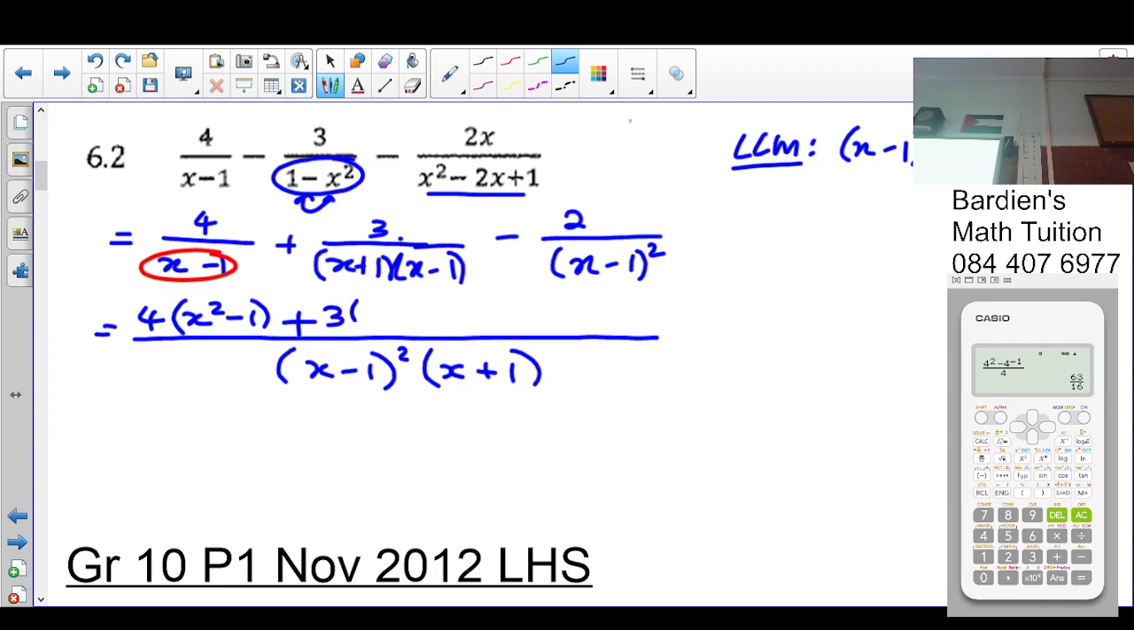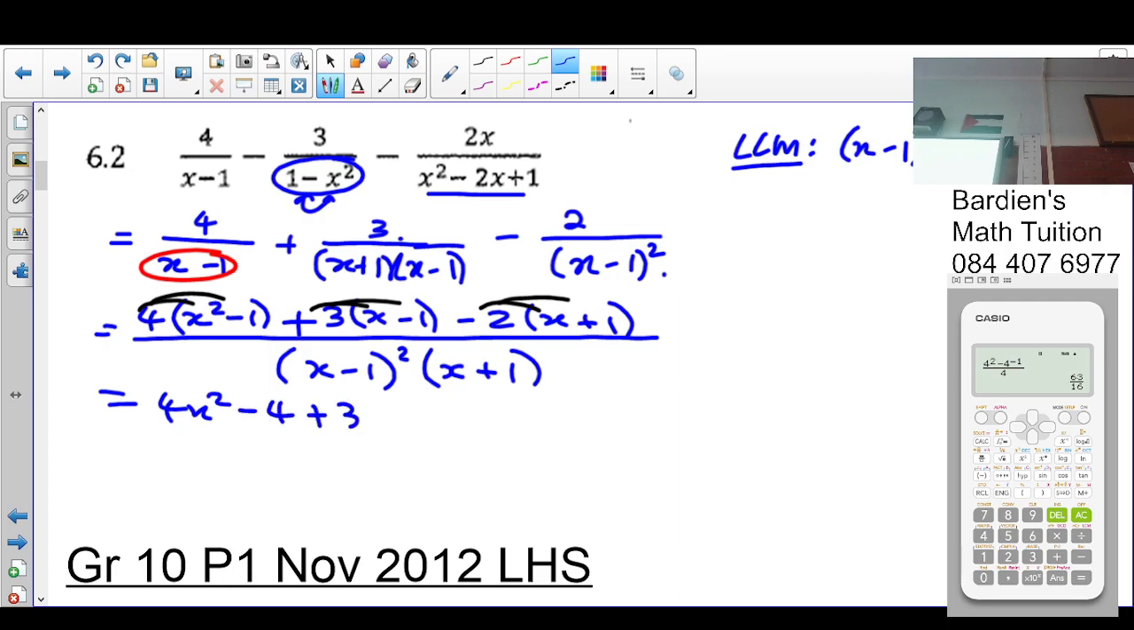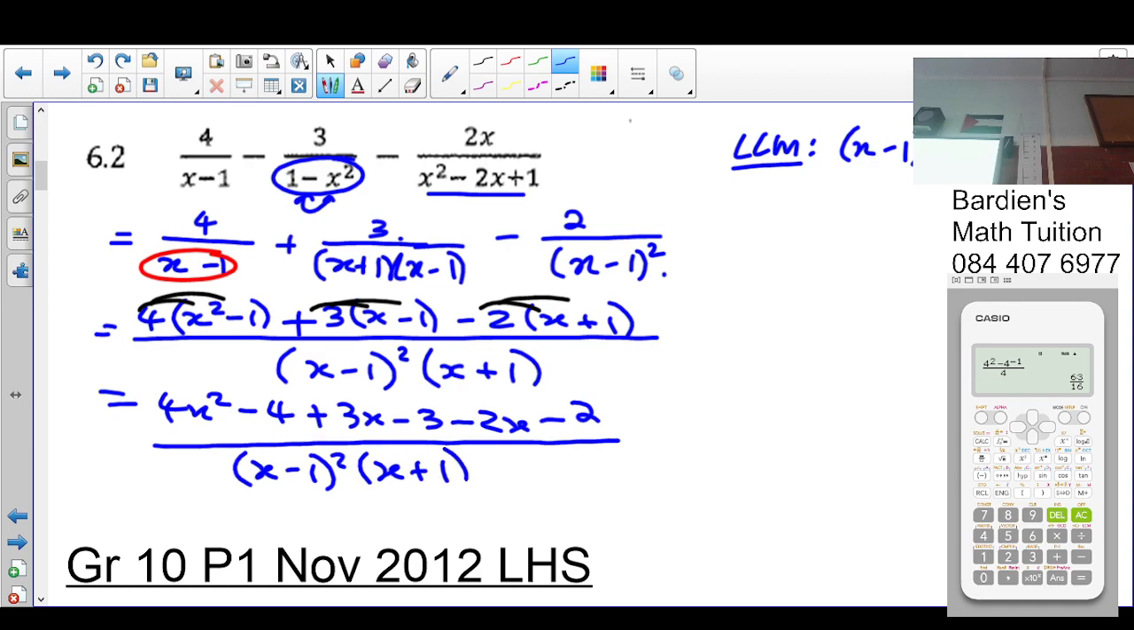Plus, this here? x minus 1. So it's 3 into x minus 1. And this one here? x plus 1. So it's negative 2 into x plus 1. So from here, it's just a matter of getting rid of the brackets. It's going to give us 4x squared minus 4 plus 3x minus 3 minus 2x minus 2 over x minus 1 squared into x plus 1.